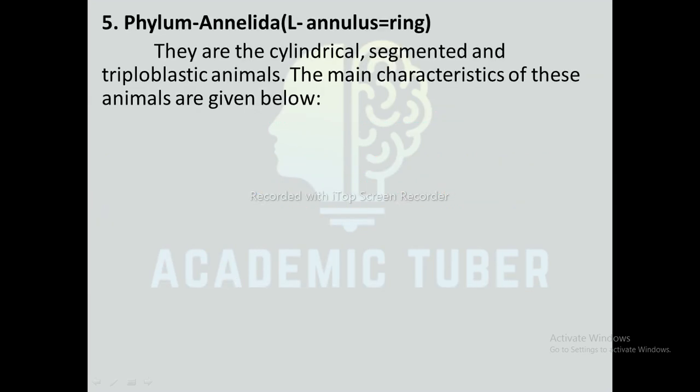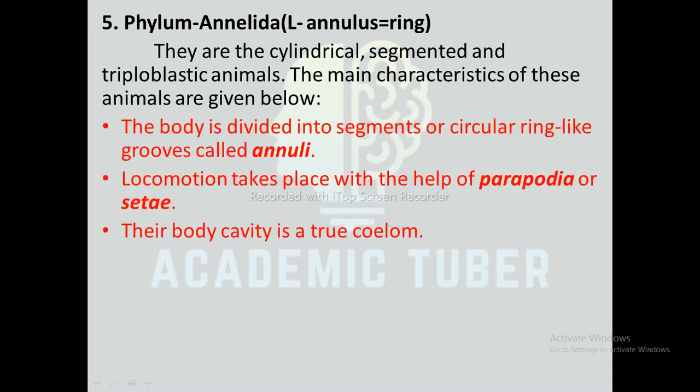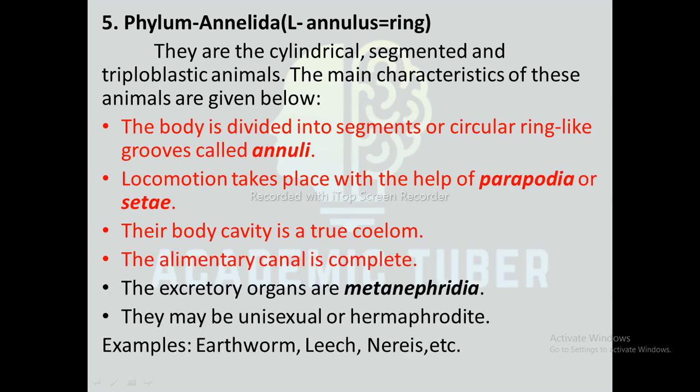Annelida. They are cylindrical, segmented and triploblastic animals, and they possess the following characteristics. The body is divided into segments or circular ring-like groups called annuli. Locomotion takes place with the help of parapodia or setae. The body cavity is a true coelom. The alimentary canal is complete. The excretory organs are metanephridia, and they may be unisexual or hermaphrodite. Examples are earthworm, leech, nereis, etc.